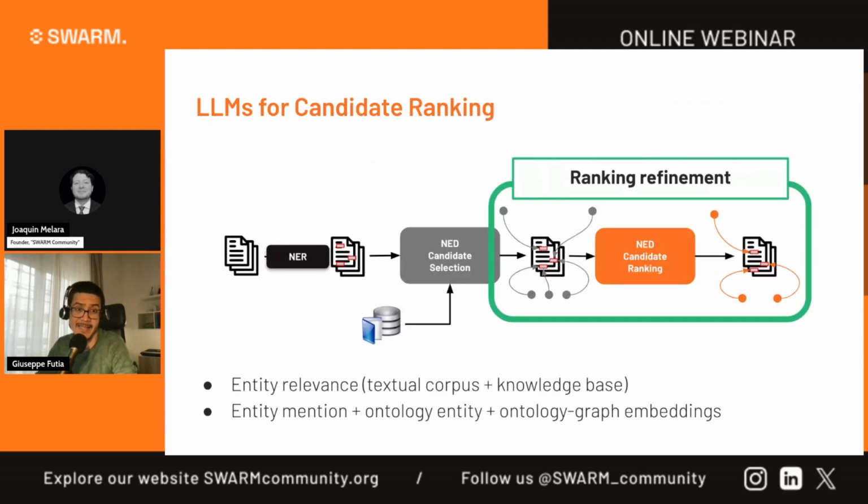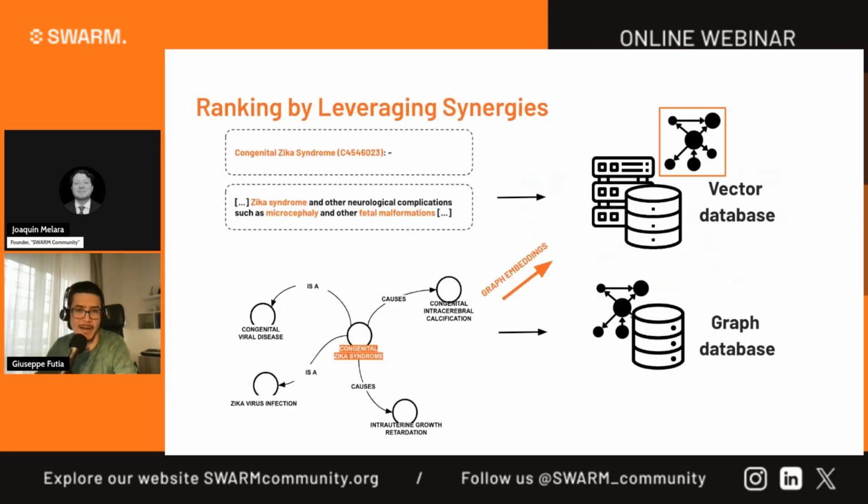And in the last phase, right, we can also incorporate knowledge into LLMs for candidate ranking. So we can define, for instance, a measure of the relevance of the entity that can come from the textual corpus, so the number of occurrences, or the knowledge base itself. So in a knowledge base provided as a graph representation, we can leverage metrics or scores like PageRank in order to understand which are the most important nodes in the graph. And at the same time, we can combine the embeddings coming from the entity mention, the entity description in the knowledge base, and the ontology graph embeddings.